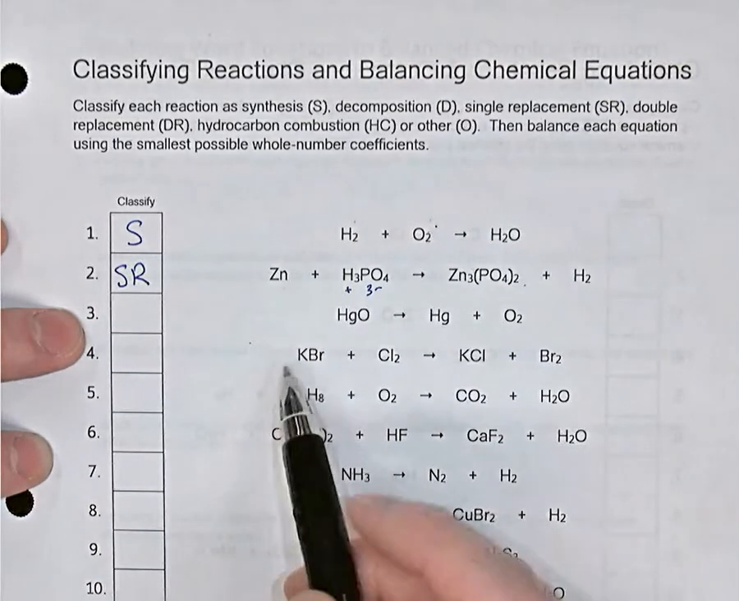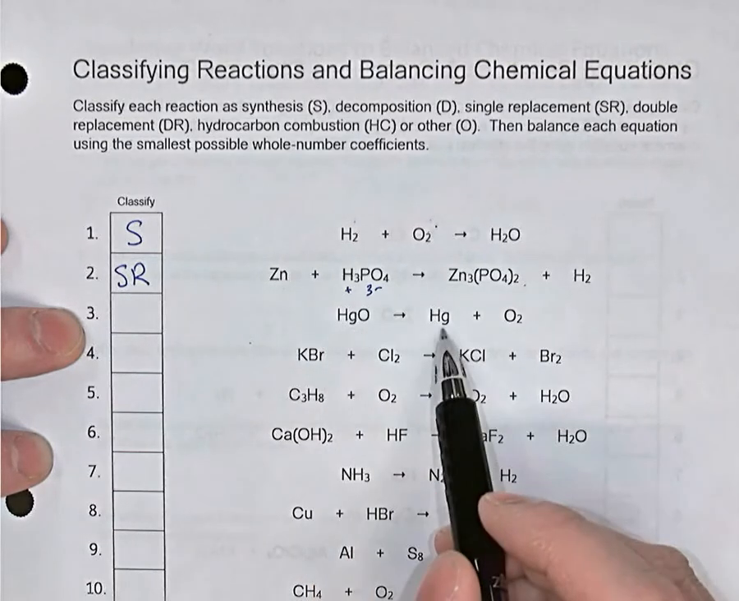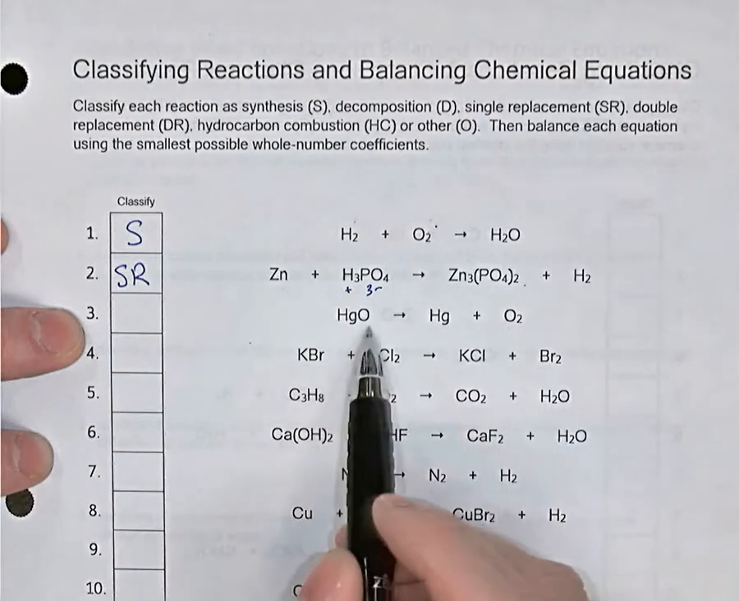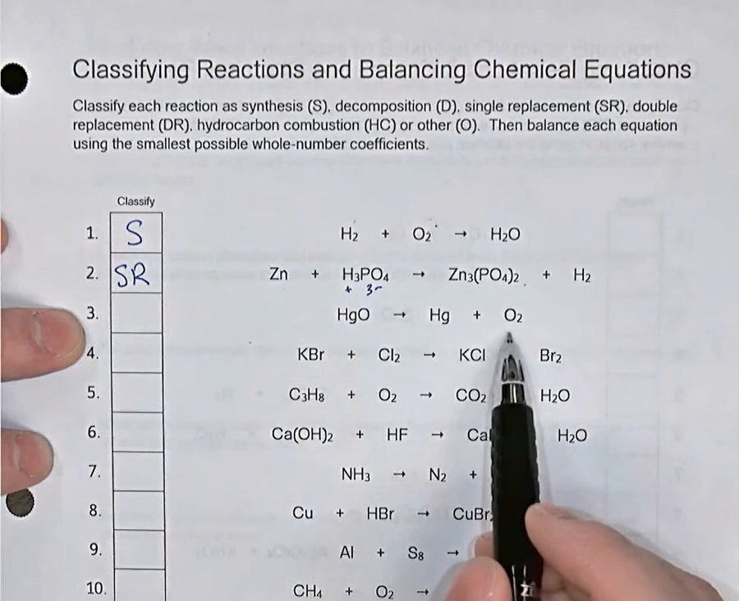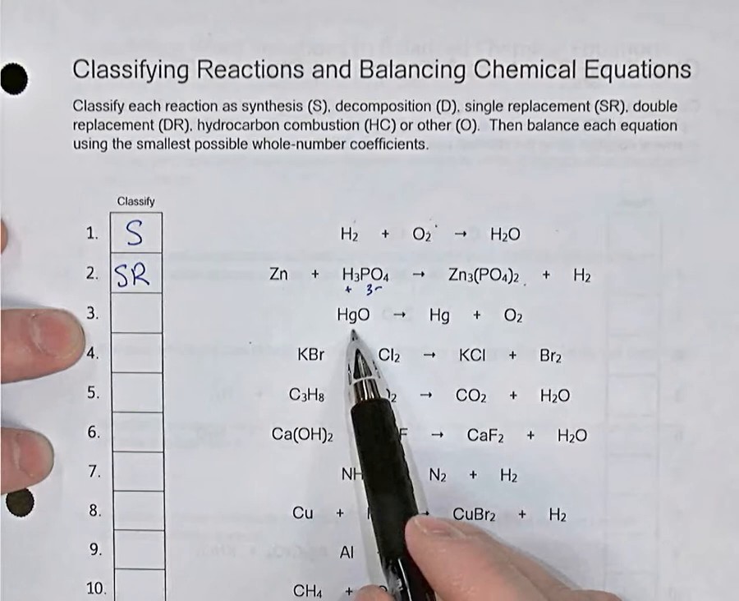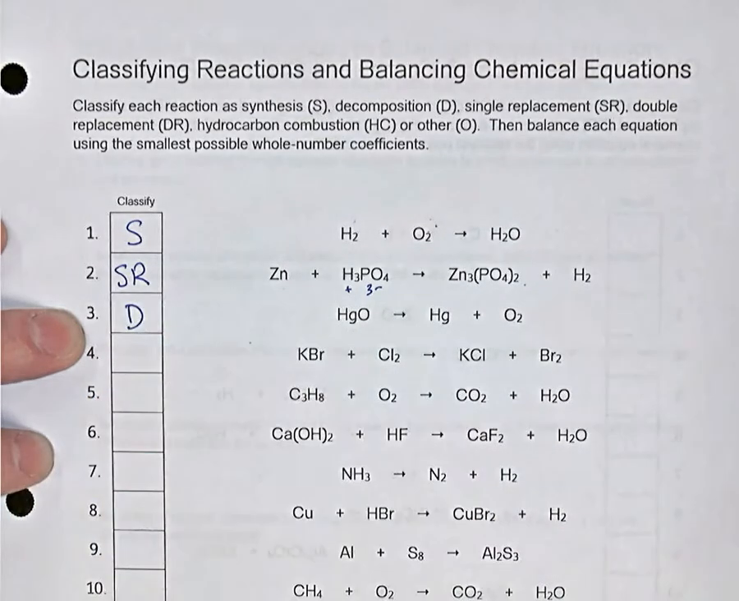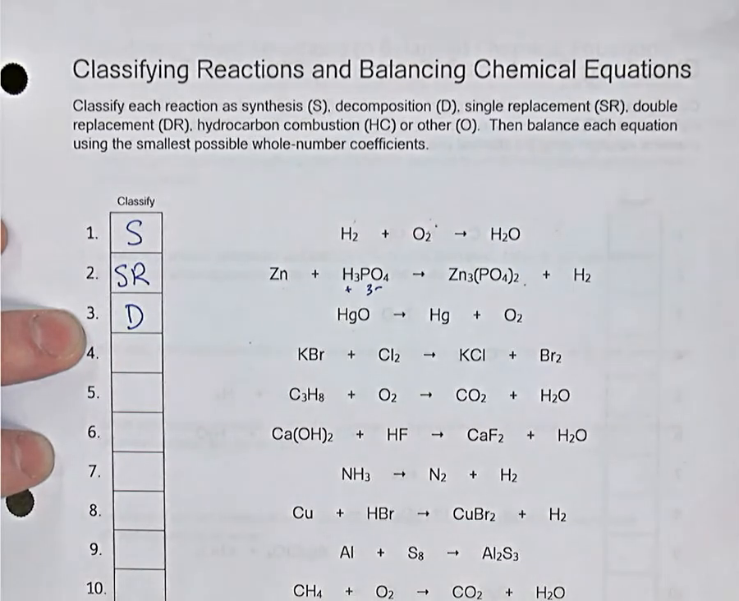The third reaction has a compound, and it's forming 2 simpler things, 2 elements. So we have a single reactant and multiple products. That's the opposite of what we had in the first situation. So when you have a single reactant and more than one product, that's a decomposition reaction. In this case, because the products are elements, you could also call it a simple decomposition reaction.